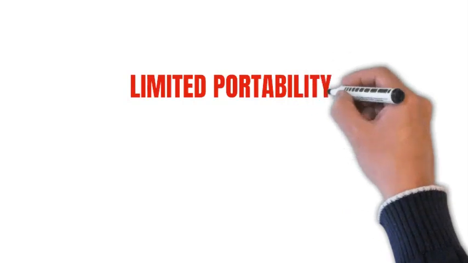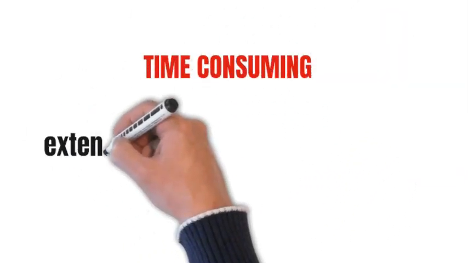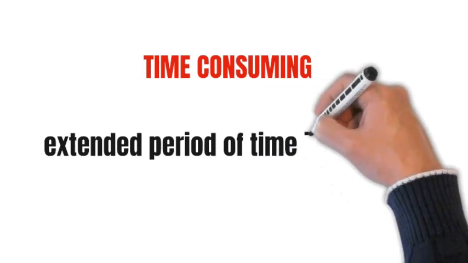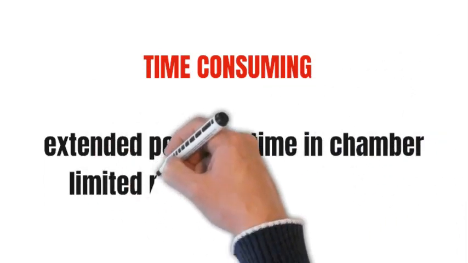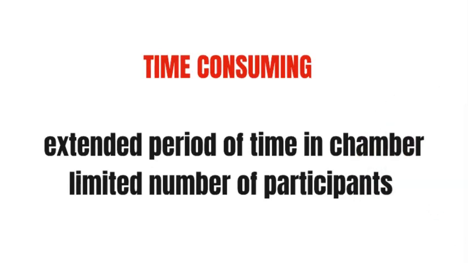Third limitation is limited portability. The equipment used for direct calorimetry is often large and stationary, which limits its use in field settings or in populations that are not able to travel to a laboratory. Following limitation is that direct calorimetry is time-consuming. The method requires extended periods of time in a metabolic chamber, which can be inconvenient and may limit the number of individuals that can be studied at one time.